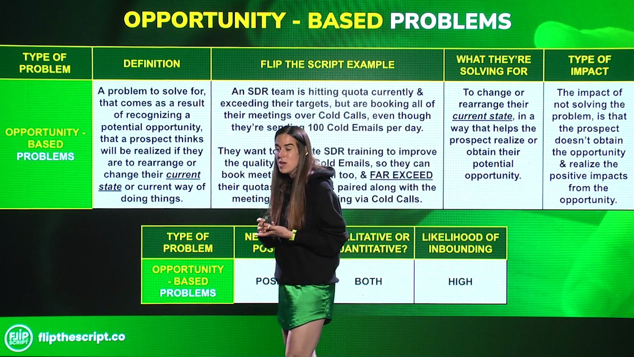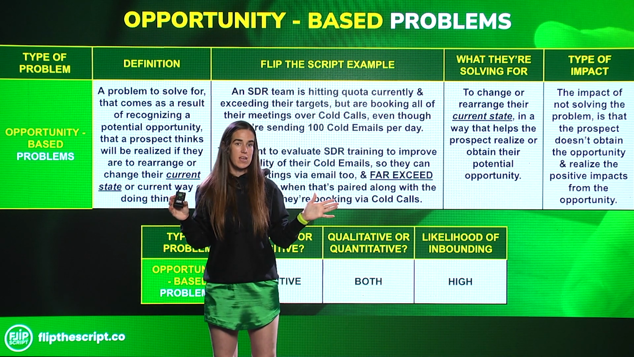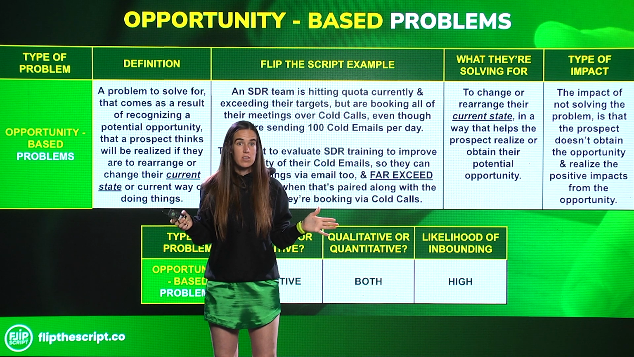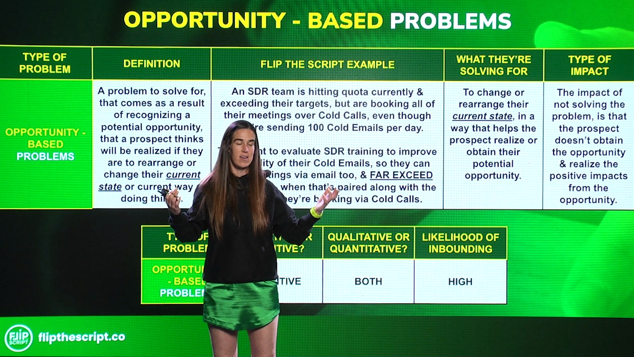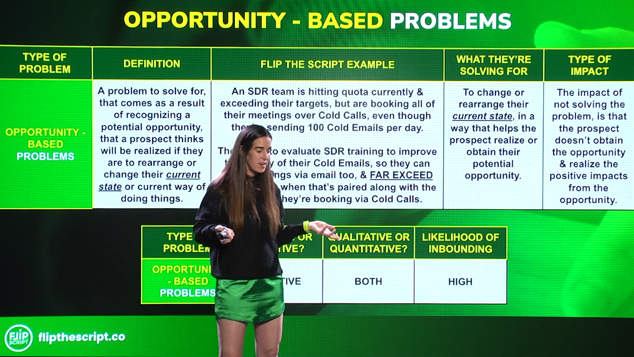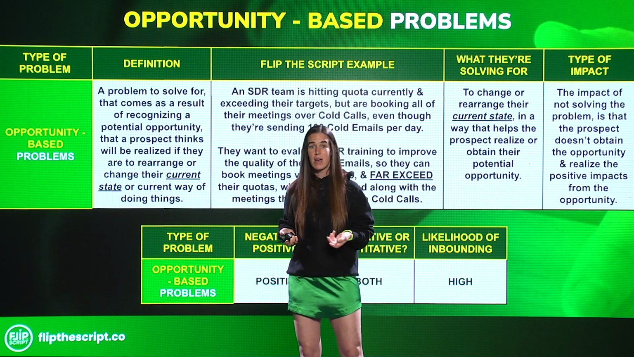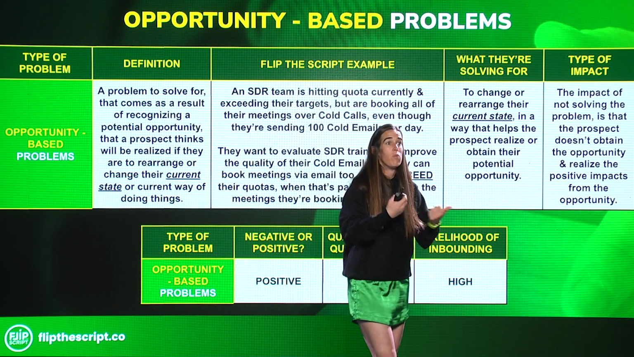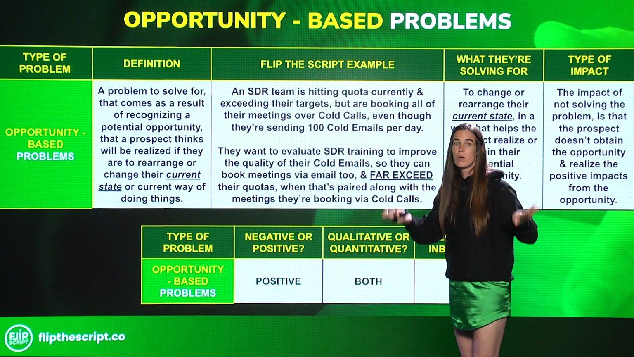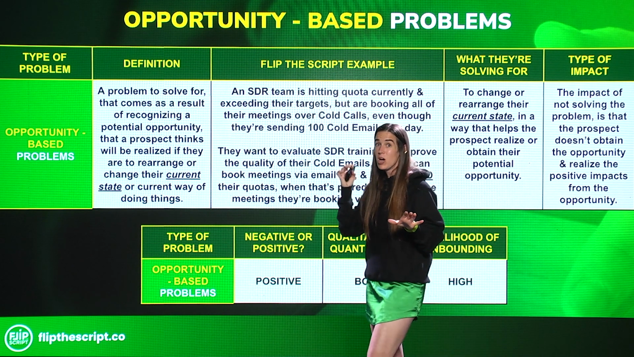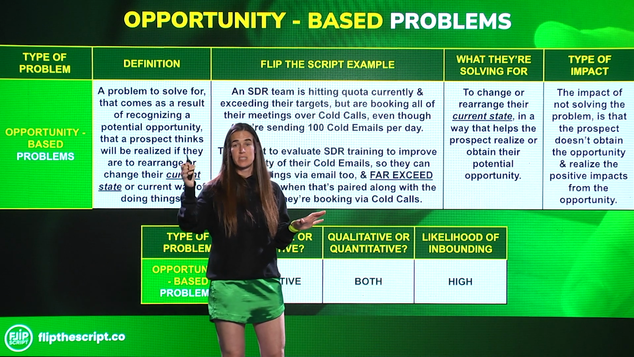I didn't say that out loud, but I said, so let me get this straight. You're currently hitting quota. But if you could get 1 or 2 meetings over email, that'd be even better gravy. Like you're hitting your quota, but then you could really excel. And he said, exactly. So we're alleviated in terms of our quota, it's just fine. But if we could get that upside over email and improve our email quality, we could get even more meetings on top of that. So what you're solving for is to change or rearrange your current state in a way that helps the person at hand or prospect realize the potential opportunity.